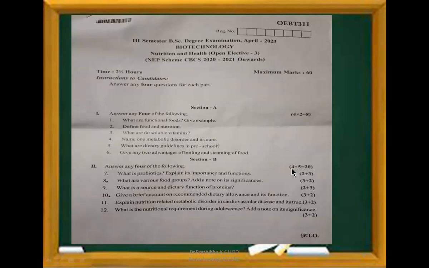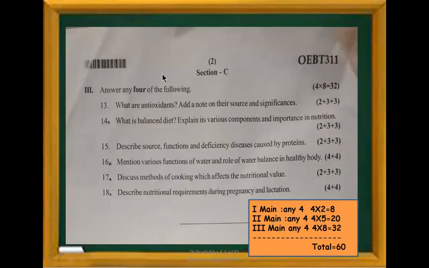So four you need to answer. 4 into 5 is equal to 20. Two options you'll get. You can miss those. Then Section C, answer any four of the following. Here you need to write any four. Two options will be there.